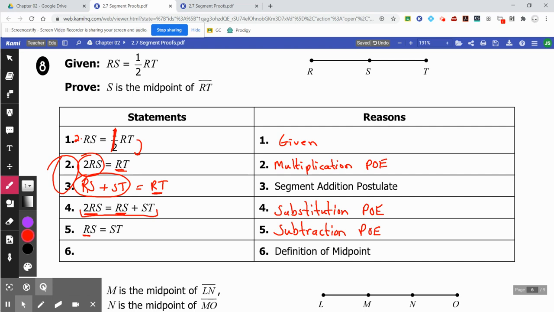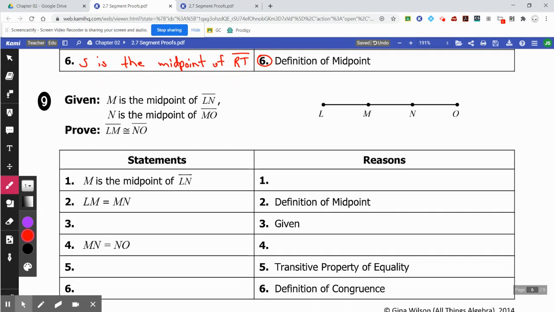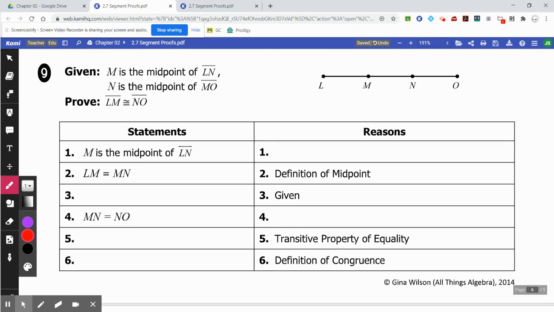And then finally, in our last step, since RS is equal to ST, here's RS, here's ST, that means that S has to be in the middle. If RS and ST are equal, that means that S has to be in the middle because of the definition of a midpoint. So we know that S is the midpoint. And that is what we were trying to prove. Okay, number 9. Again, we're still given information here.